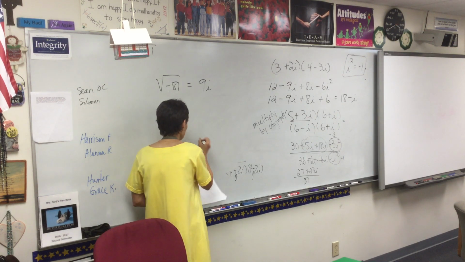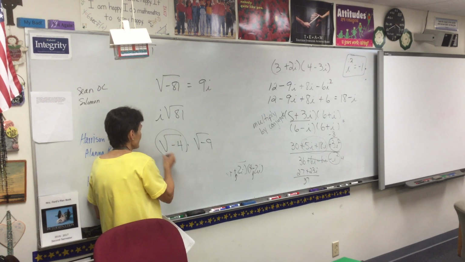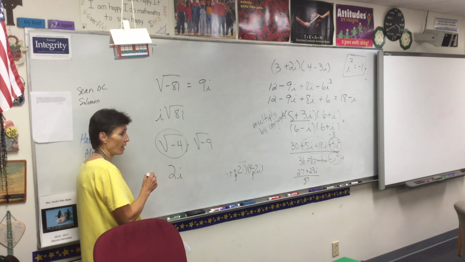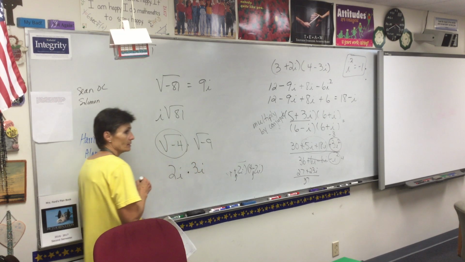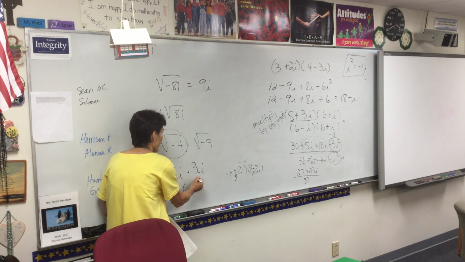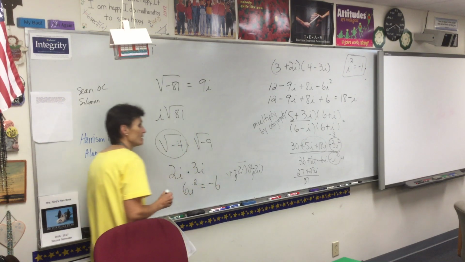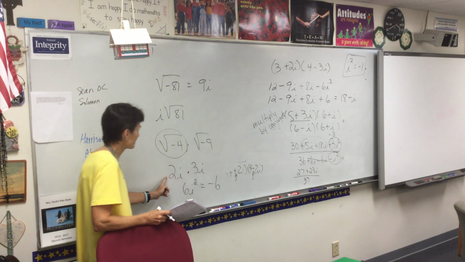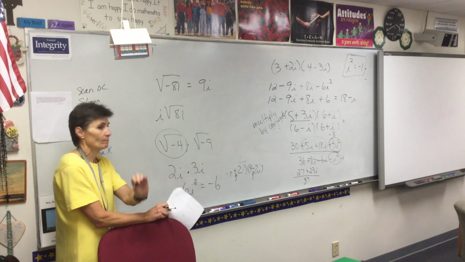Now, do exactly the same thing with this one. Don't get carried away. What's this equal? 2i. Everybody okay with that? What's this equal? 3i. When I multiply them, it's 6i squared, negative 6. Very good. Do not multiply these together until you simplify. So you make this 2i, make this 3i, and then you can multiply them together.